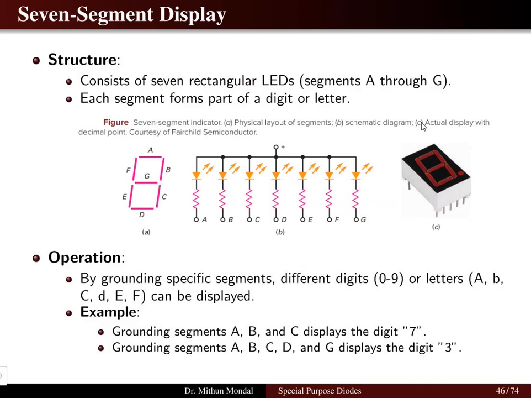If you talk about the operation of this 7 segment display, by grounding specific elements, we can get different digits 0 to 9, and with the use of the letters A to F can be displayed. So we can either get the letters or the digits. Both are possible with this 7 segment display. For example, grounding segments A, B, C displays the digit 7. Grounding segments A, B, C, D and G displays the digit 3. So we can get different letters as well as different digits.